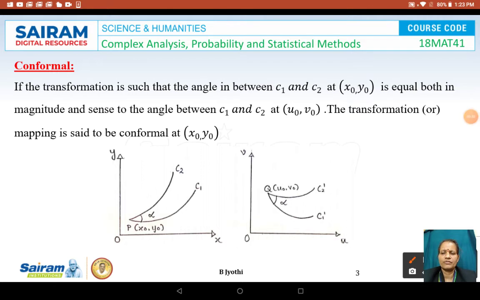So what is a conformal transformation? If the transformation is such that the angle between C1 and C2 at x0, y0 is equal in both magnitude and sense to the angle between C1 dash and C2 dash at u0, v0, the transformation or mapping is said to be conformal at x0, y0. So this is the alpha. When we are transforming from the z plane to the w plane, the angle should be equal in both magnitude and sense. Then only we can say it is conformal.